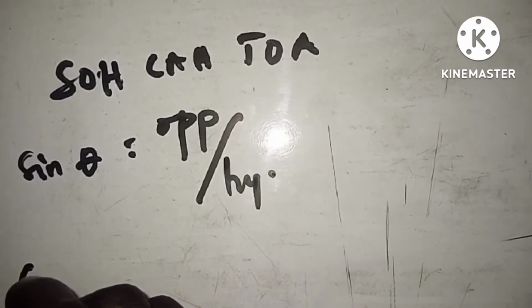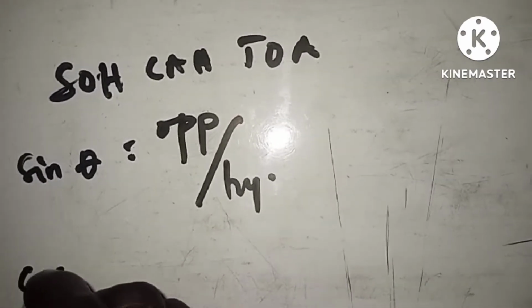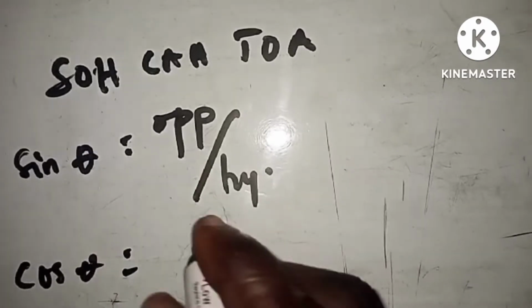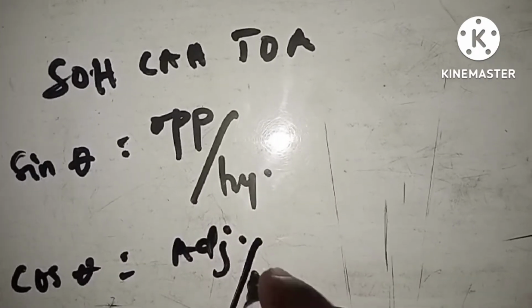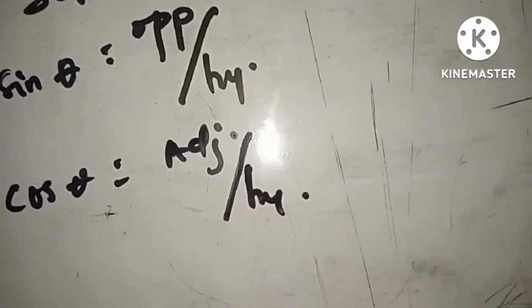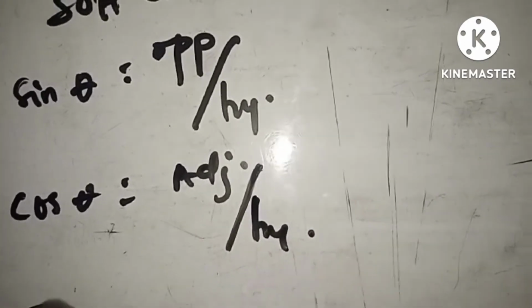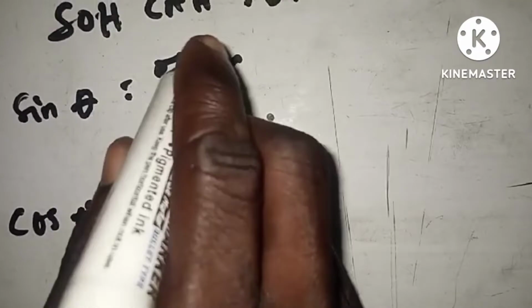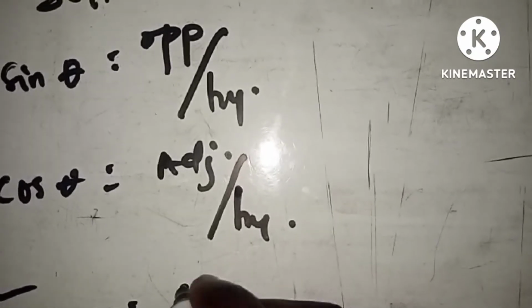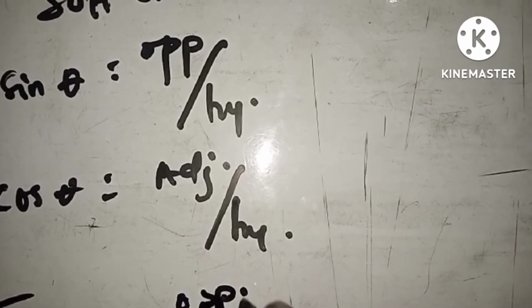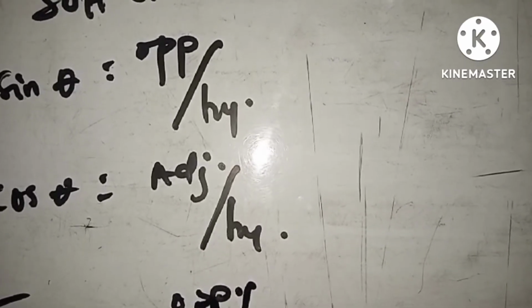And then cos theta, right? So cos theta should be equal to adjacent over hypotenuse, right? And finally, this is what we are going to use here. So that is tan theta. So tan theta is equal to opposite over adjacent. Is that okay?